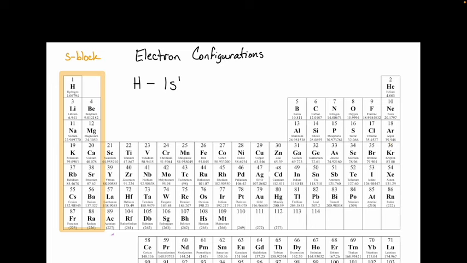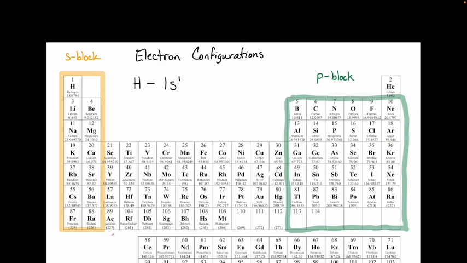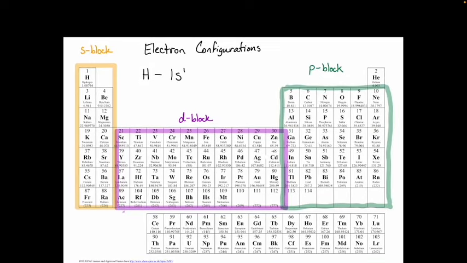If we jump to the other side of the periodic table, this is what we call the P block. All elements that live in the P block, their last orbital in their electron configuration will be a P orbital. All right, and then in the middle are transition metals. They live in what we call the D block. All right, and then the ones at the very bottom here, the super heavy elements, this is what's called the F block.